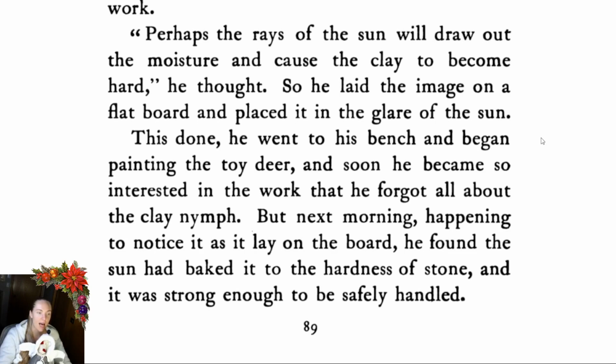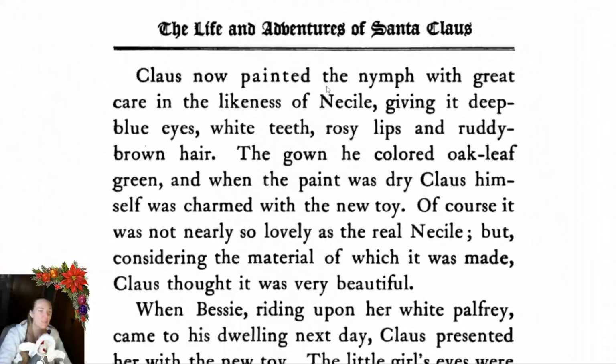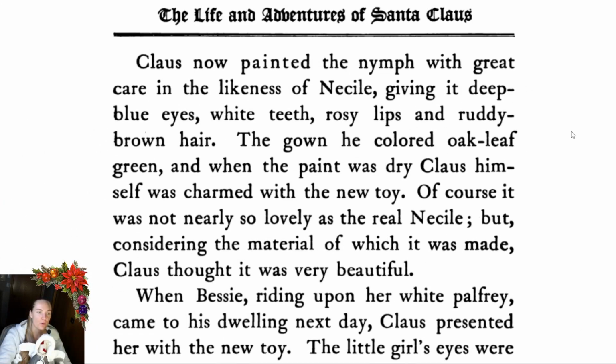But next morning, happening to notice it as it lay on the board, he found the sun had baked it to the hardness of stone, and it was strong enough to be safely handled. Claus now painted the nymph with great care in the likeness of Necile, giving it deep blue eyes, white teeth, rosy lips, and ruddy brown hair. The gown he colored oak leaf green, and when the paint was dry, Claus himself was charmed with the new toy. Of course it was not nearly so lovely as the real Necile, but considering the material of which it was made, Claus thought it was very beautiful.